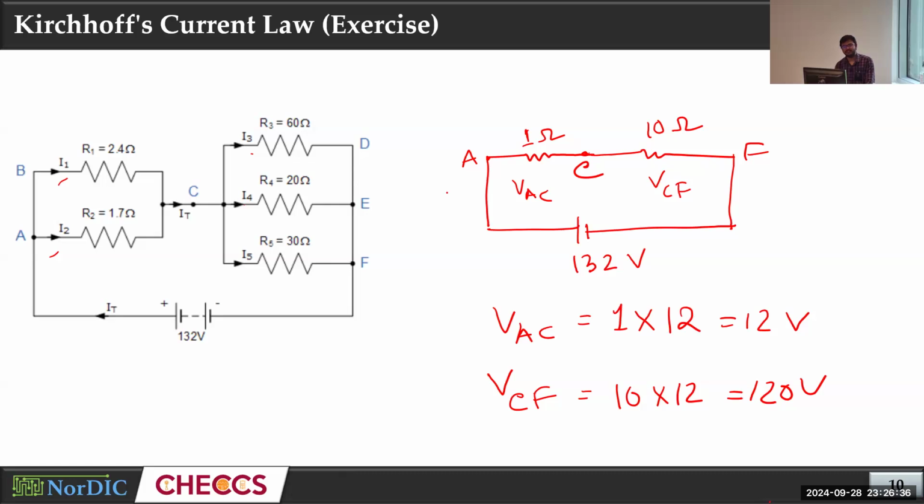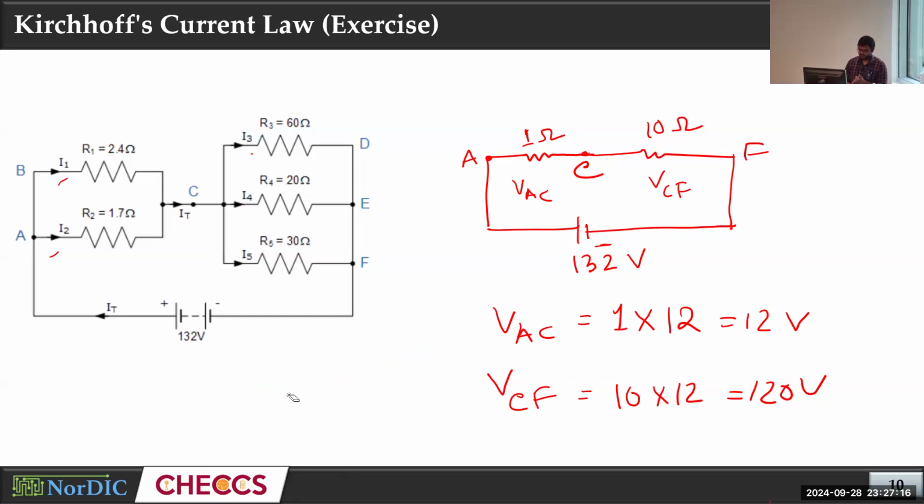Can you verify KVL from this? This is a loop, right? We should be able to verify the KVL because that's the universal law. So we know the voltage of this resistor is 12 volts. If we start at A, we first write 12 volt, then 120 volt, and we get this negative first. So we write 132 volt, then write 0. We have 0 on both sides, so KVL is true here.